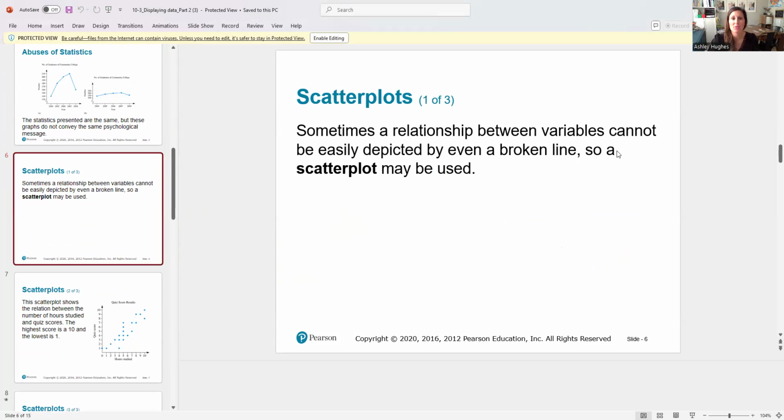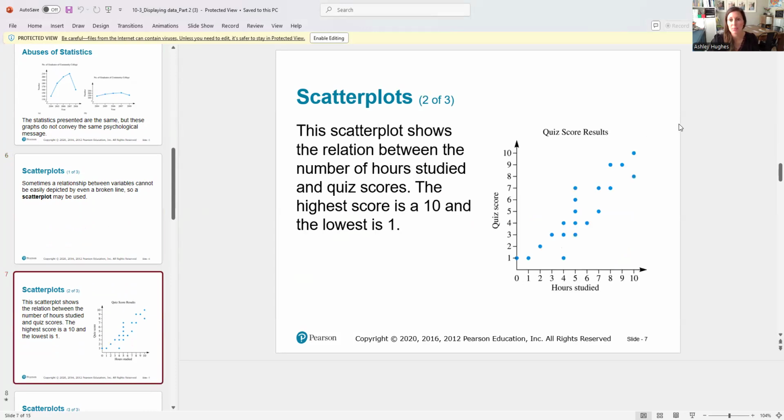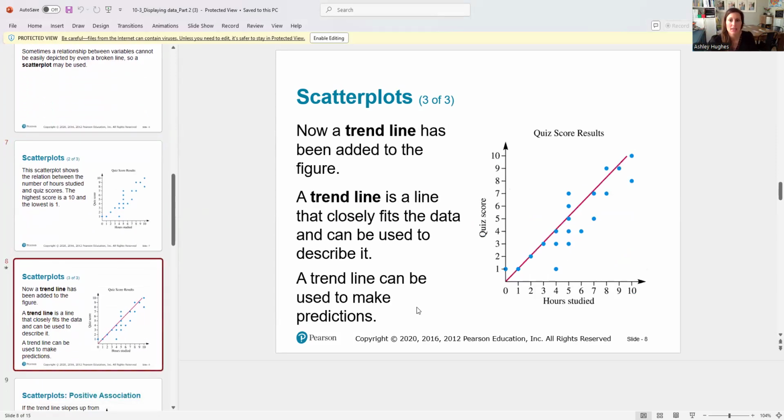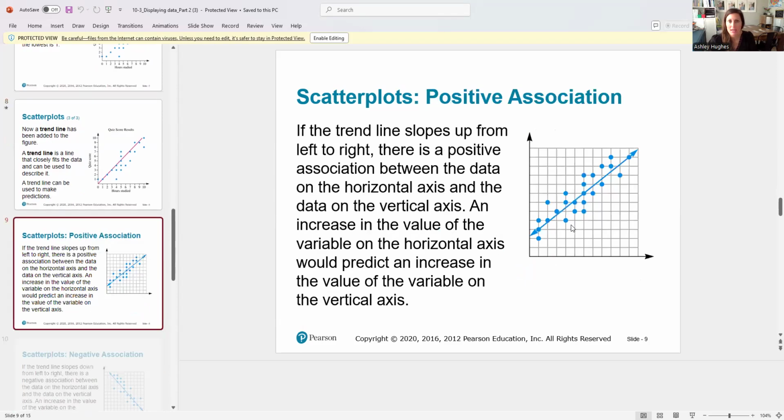Sometimes a relationship between variables cannot be easily depicted by even a broken line. So a scatter plot is needed. So this right here is a scatter plot, and it's the number of hours studied in the quiz course. You see kind of a correlation where the more they studied, the higher grade they got, but I can't connect them because they're still kind of all over the place. That's called a scatter plot. And this is called a trend line. So it's like the line of best fit that represents the data.